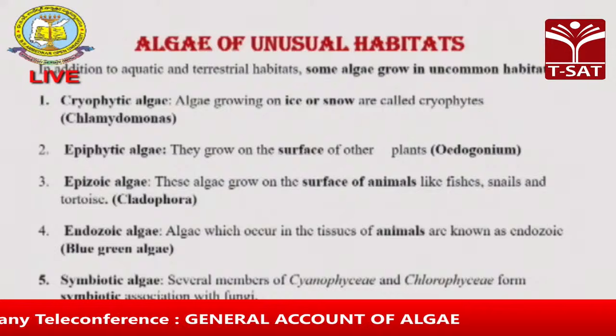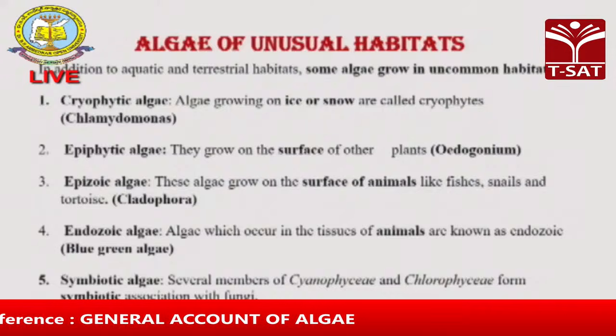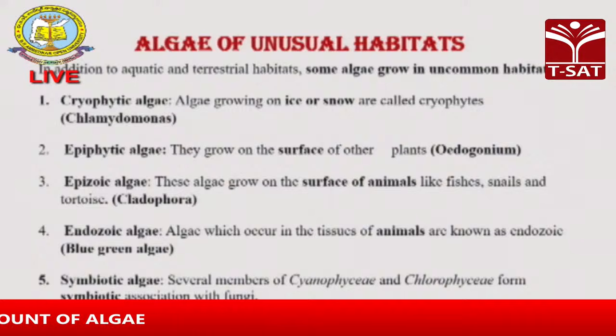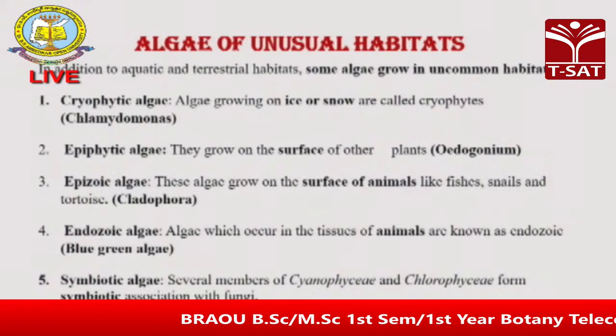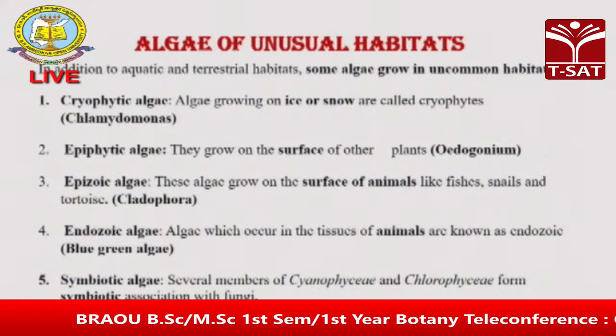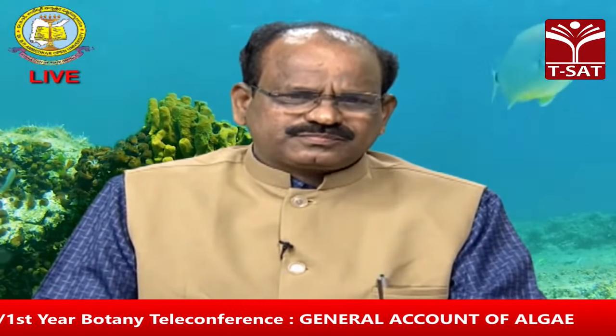Depending upon their habitat, some of them grow as cryptophytic algae, on icebergs. Suppose Chlamydomonas is an alga which grows on ice. Sometimes, depending upon the pigments in Chlamydomonas, the ice looks pink or green in color. The cryptophytic algae are nothing but those growing on ice. The algal components growing on ice are called cryptophytic algae.